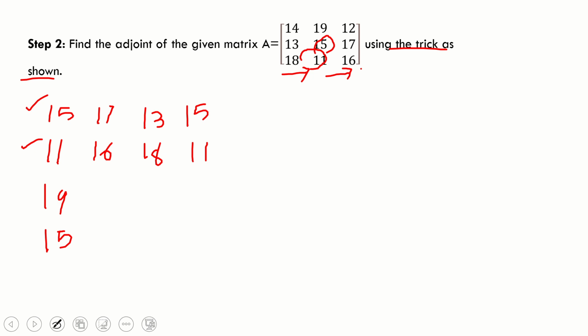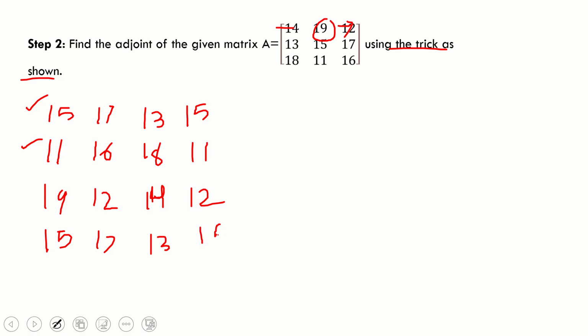Now let us go to the third element of the column, which is this one, 19. So take the 19 element and go straight forward like this. Up to that I think you understand what we are going to do now. So after 19 it is 12, then it is 14, then it is 12. Okay, it is 14. Now again the last 15. After 15, 17, 13 and again 15.